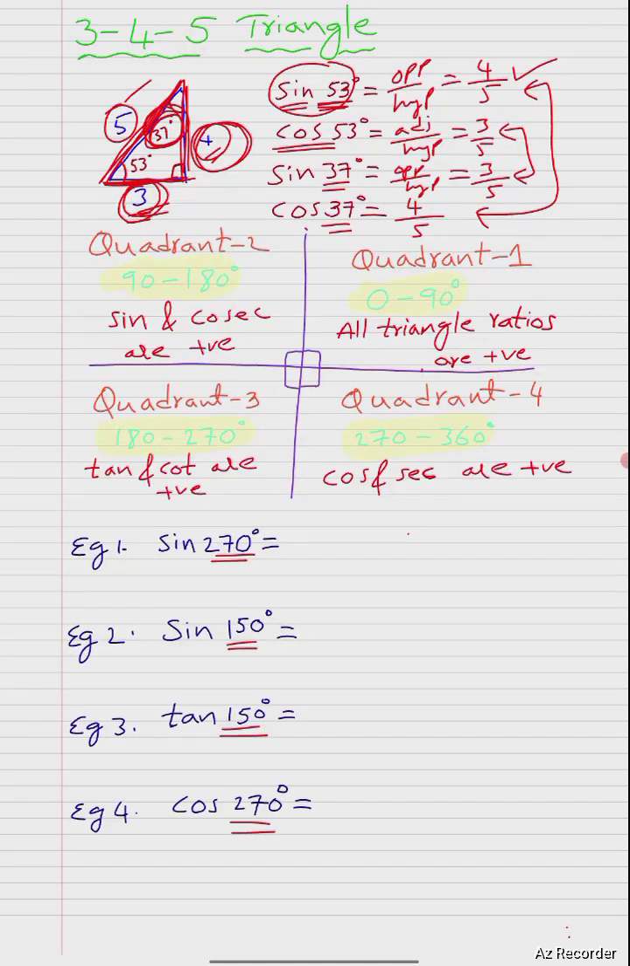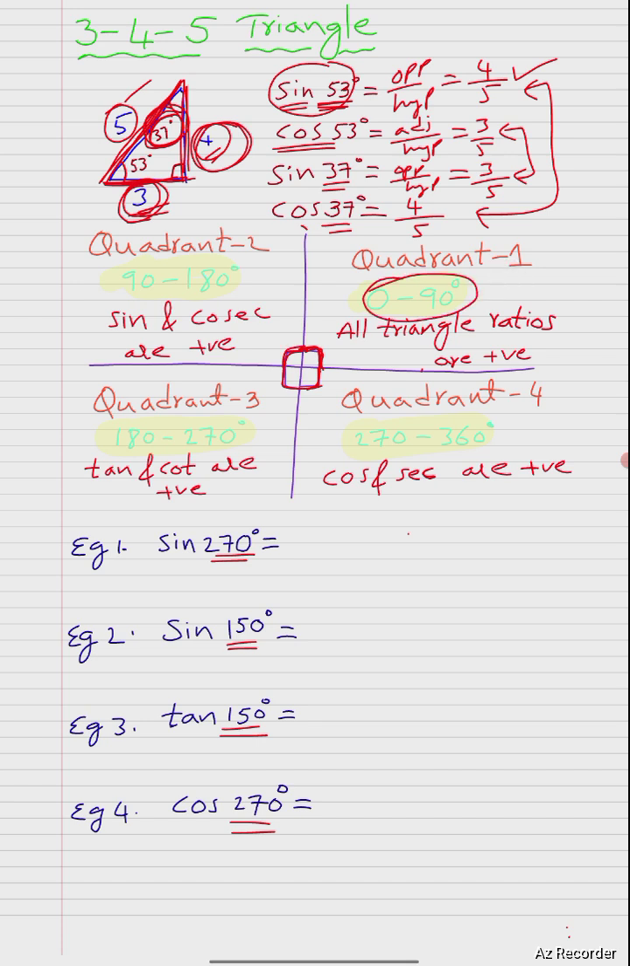So let us suppose a circle is divided into 4 quadrants. A circle has 360 degrees. So let us divide each quadrant into 90 degrees. 90, 90, 90, 90, total 360 degrees. The first quadrant spans about 0 to 90 degrees.